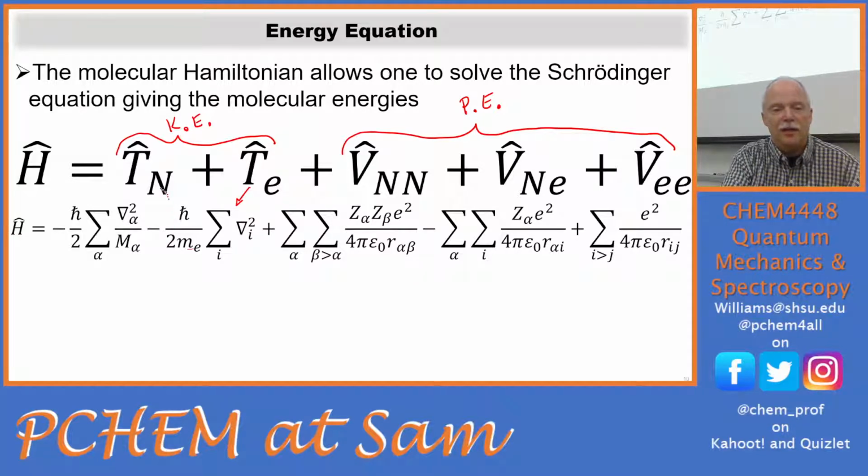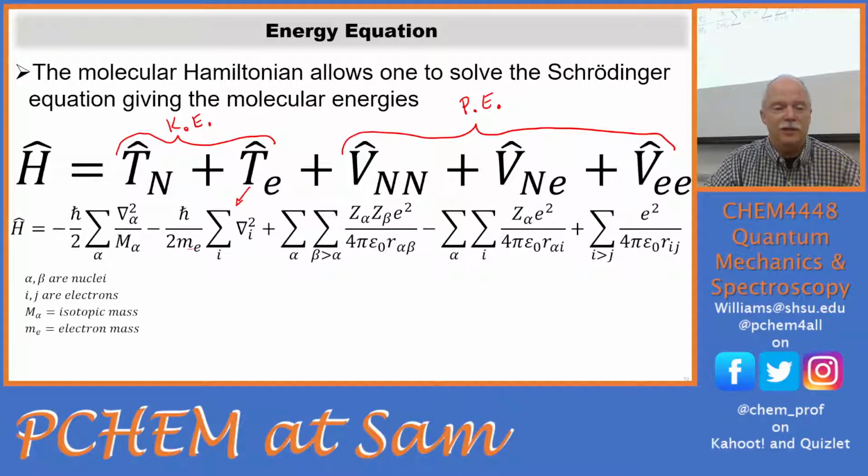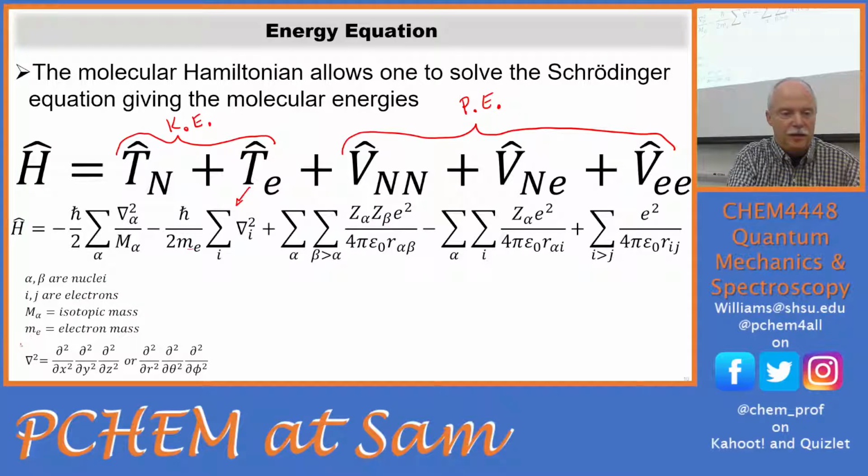There's also the kinetic energy of the nuclei. And because the nuclei have different masses, potentially, they're inside the sum. So for each nucleus, we go through, for that nucleus mass and its wave function, we take the second derivative. So these are the two kinetic energy terms. You can see alpha and beta are nuclei, I and J are electrons, Ma is the isotopic mass for the nucleus, Me is the electron mass, and these upside down deltas, we call them del, not delta, just del.